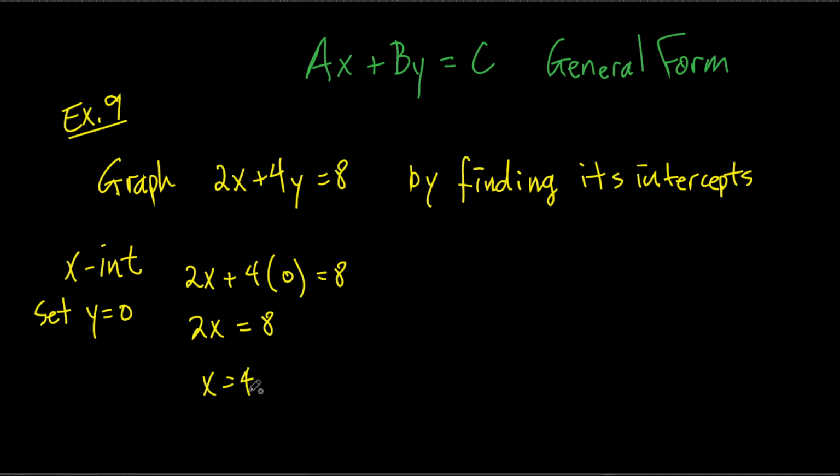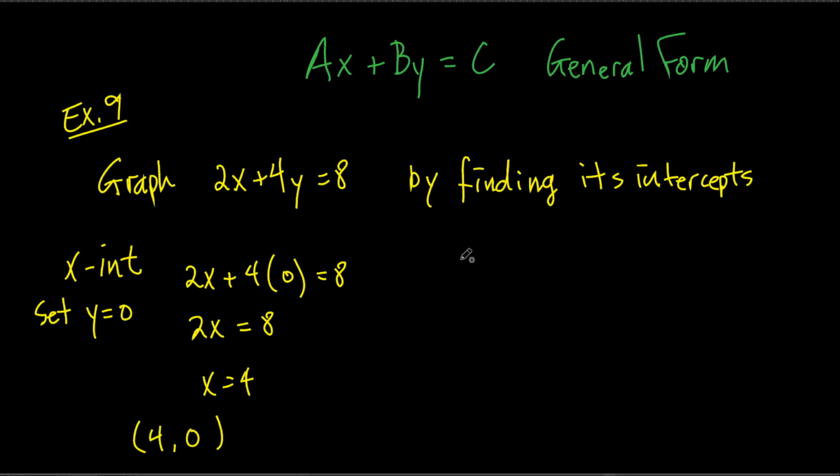x is 4. How do we write an intercept? We always write it as an ordered pair. Don't just write x equals 4. Write it as an ordered pair. So the x is 4 and the y is 0. So that's one point that we can graph on our graph. We can put that point (4, 0) there. But you've got to have more than just one point. You either have to have a slope or another point.